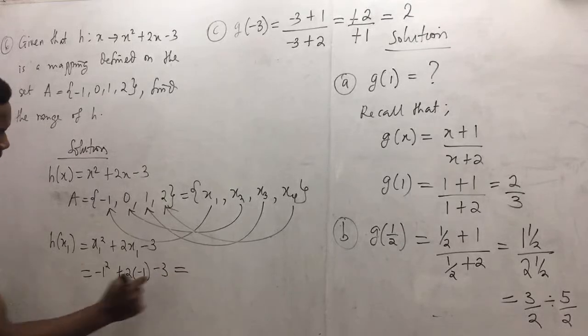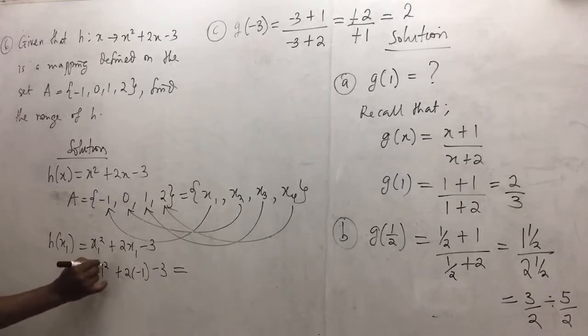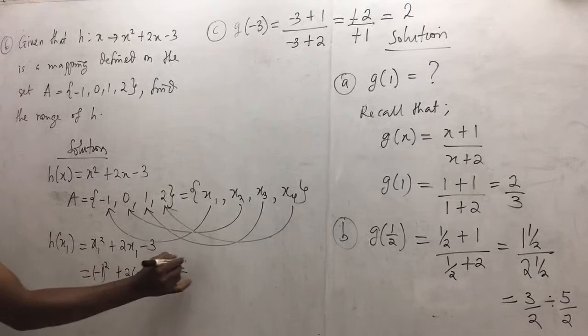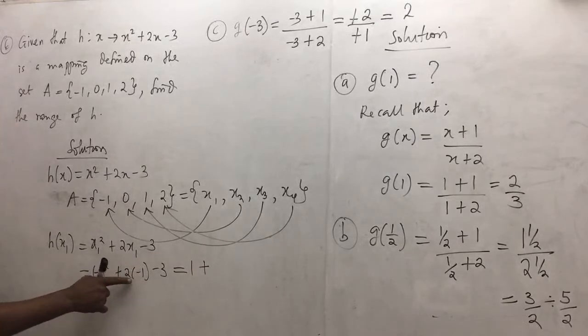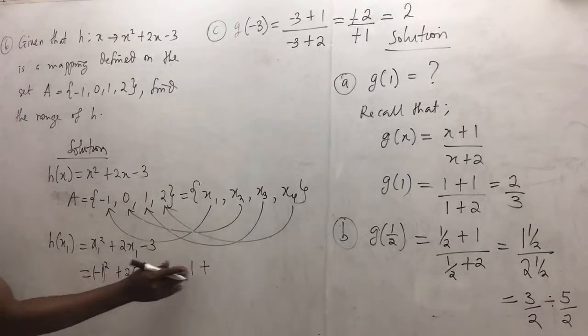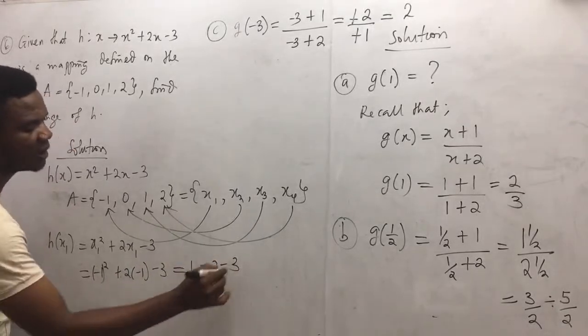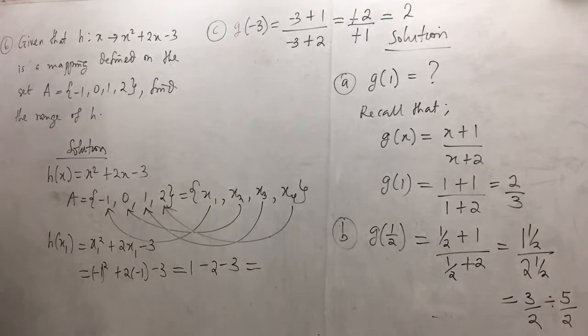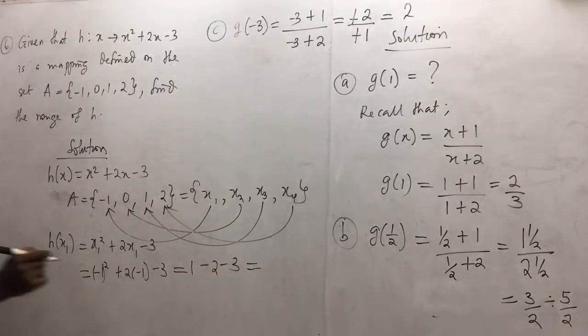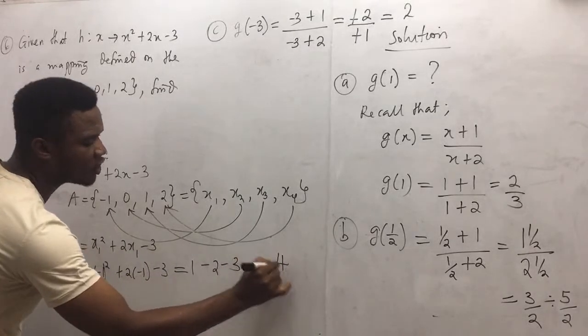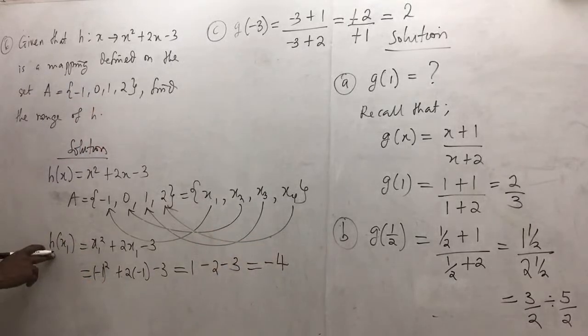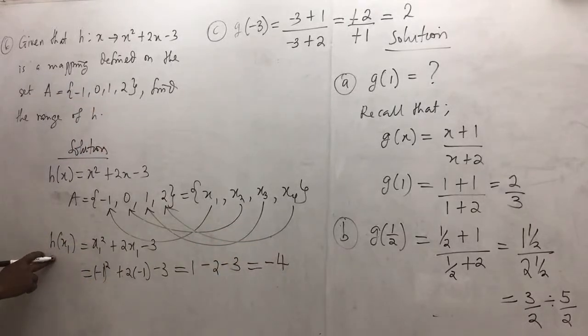So, when you simplify this, minus 1 squared will give you 1, plus 2 times minus 1 will give you minus 2. So this becomes minus 2. Then you bring your constant minus 3. This will result in 1 minus 5. And 1 minus 5, guys, will give you minus 4. That means h of x1 is minus 4.